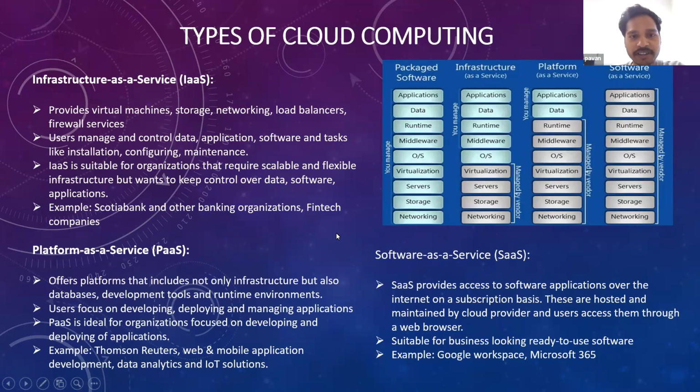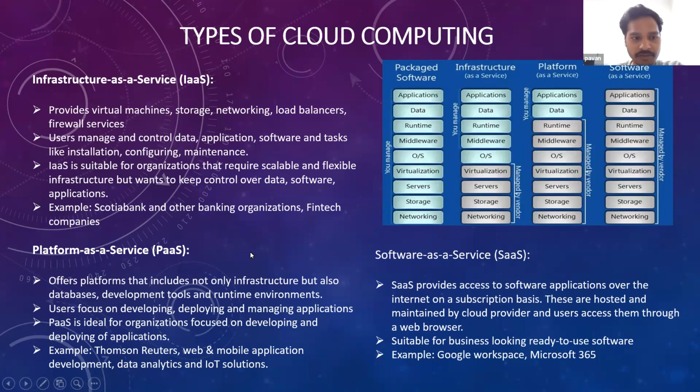IaaS is suitable for organizations that require scalable and flexible infrastructure, but want to keep control over data, software, and applications. Examples are Scotiabank and other banking organizations, which usually use infrastructure as a service, and also a lot of fintech companies too. As you see in this picture, these are all the services that are required to operate an application, and the last four are the services which are provided by the cloud provider, and the other things are in the control of the organization itself.